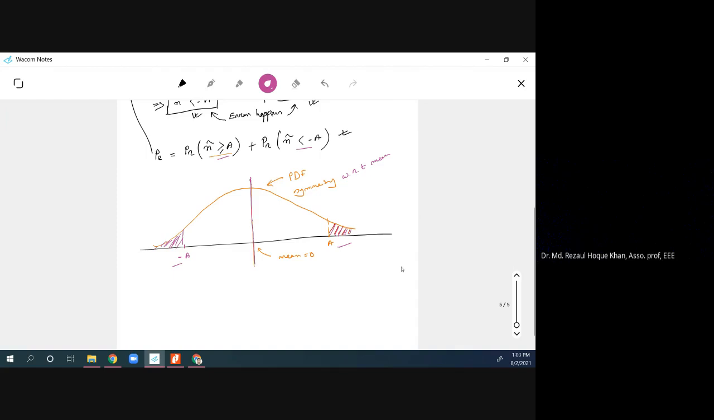What it will help us is that we only need to find one of the sides, and we can have the other one. n tilde is a Gaussian with zero mean, right? And it is symmetric around zero, which means the two probabilities are equal. So the probability of n tilde greater than A is equal to the probability of n tilde less than minus A. They are equally probable.